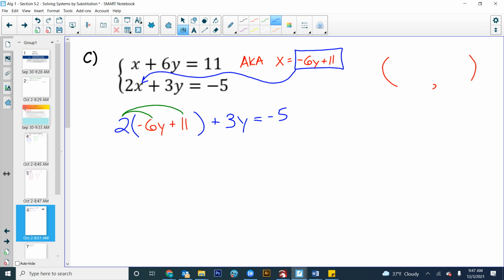Let's go with Zachary. What's 2 times negative 6y? Negative 12y. Negative 12y plus 22. 22 plus 3y. 3y equals negative 5. And once again, when we solve for y, it's going to get plugged into this point over here and for y.